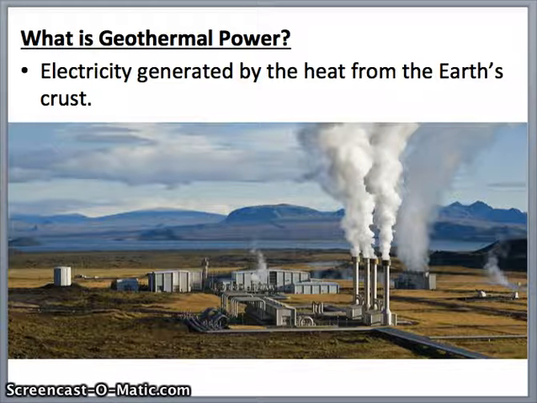Let's first start talking about geothermal power. Geothermal power is electricity that's generated by the heat from the Earth's crust. This is a picture of a geothermal plant.